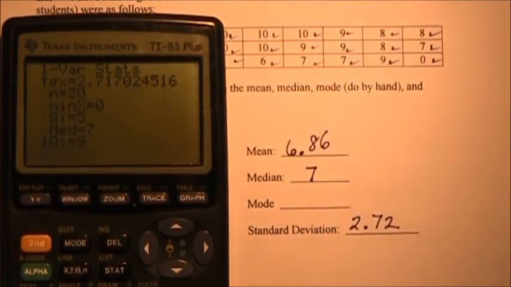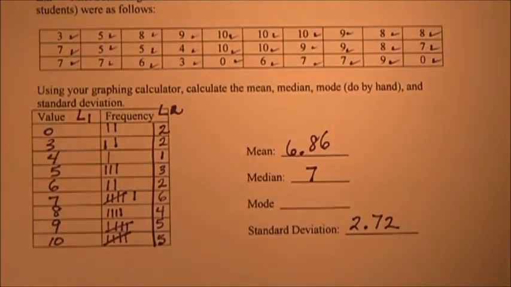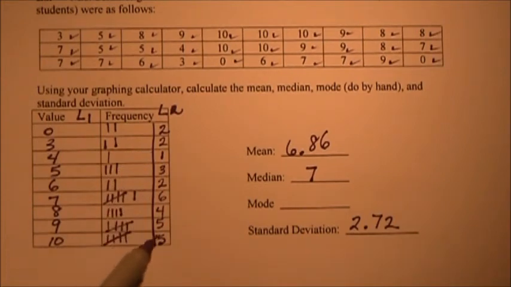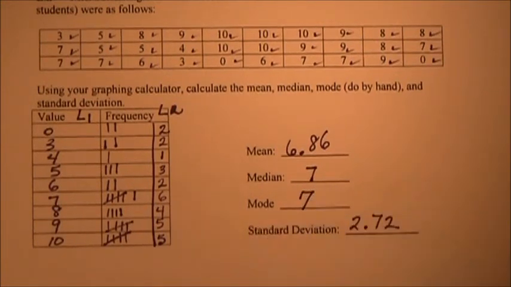And then last but not least is our mode. Mode, we're going to need to do by hand. So if we go and look, remember mode is the number that happens the most. This tells you how many times each number happens. So if we look at it, this one's saying 7 happens 6 times. That would be the number that happens the most. So we get 7 there.